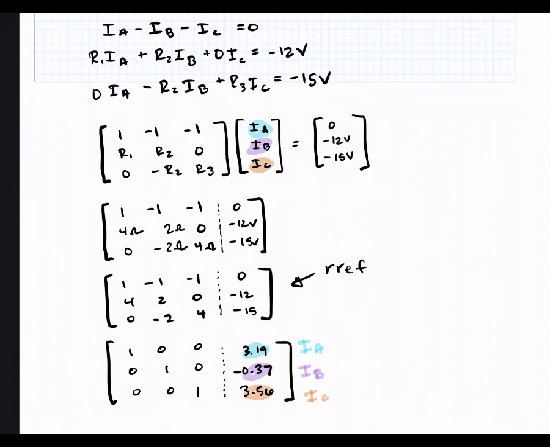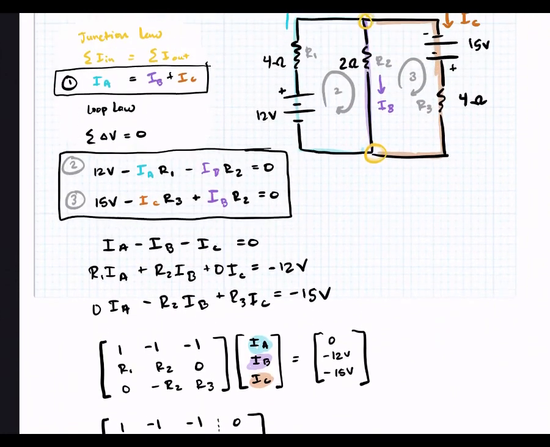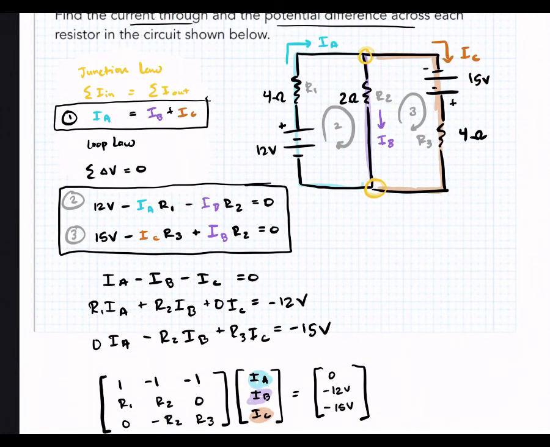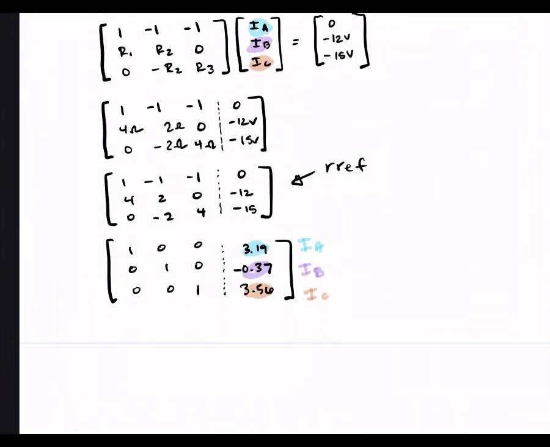Okay. So what does the negative tell us? The negative tells us that we have chosen the wrong direction for IB. IB is actually going up, but that's okay because we don't need to redo the problem. We know which way things are going.